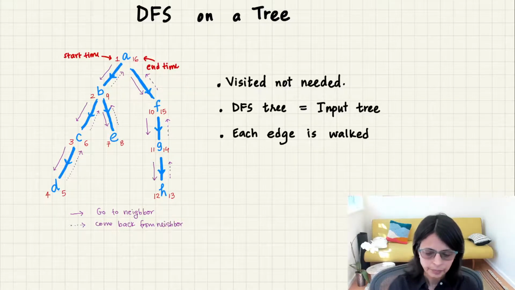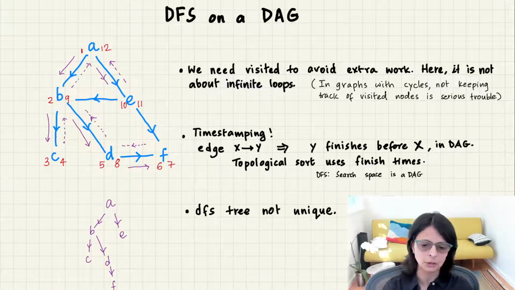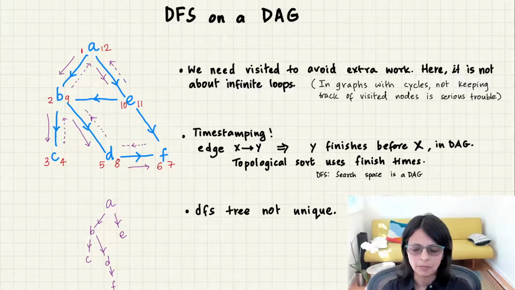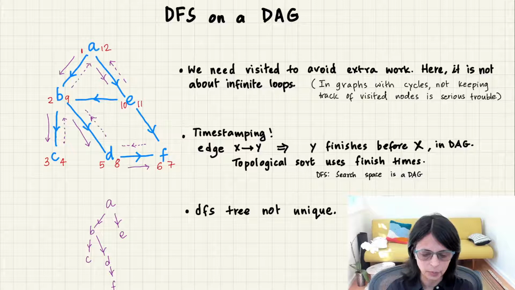Okay, it's good to know. Moving on to DFS on a directed acyclic graph. These are my favorite graphs to do DFS fun with. We definitely need visited here. We already saw that in an earlier example.